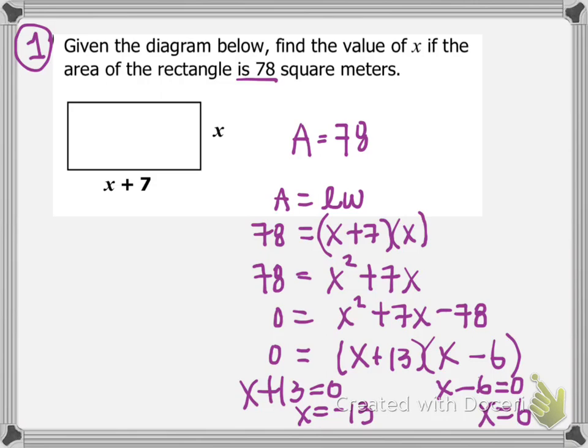Well, can your units ever be negative? Okay, we can never have negative units here. So x is going to be equal to 6. And what units? My area is in square meters, so my unit for x is going to be meters.